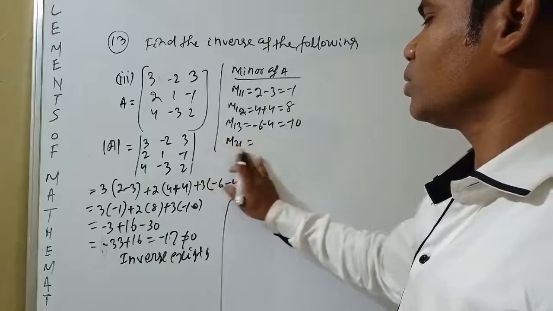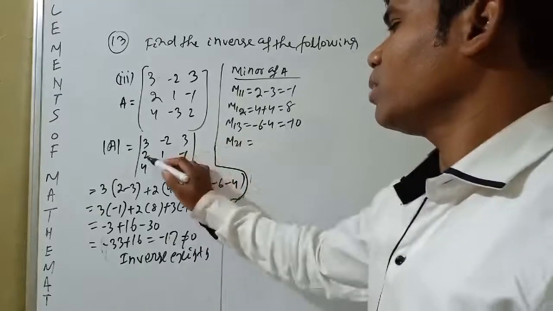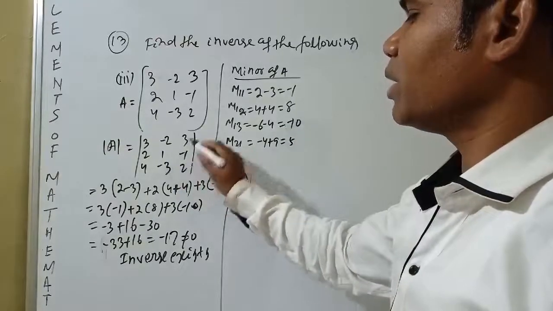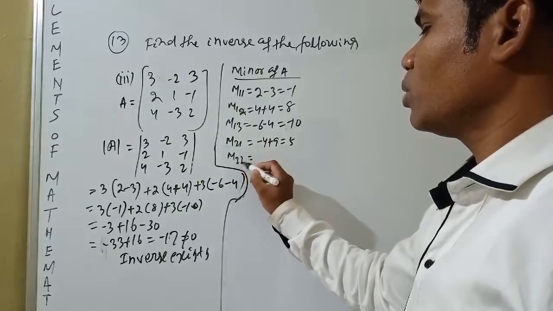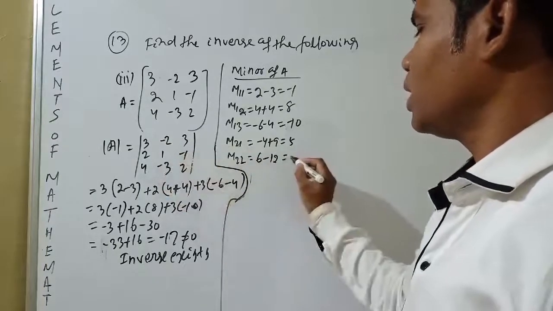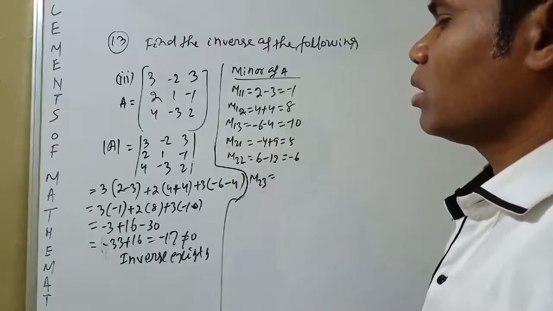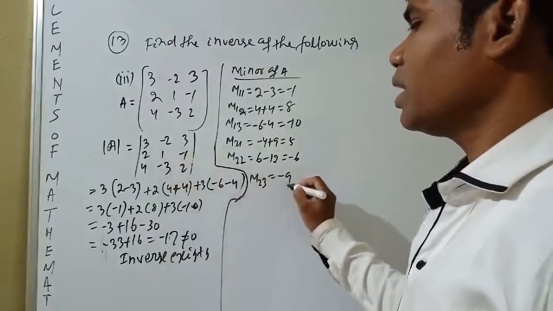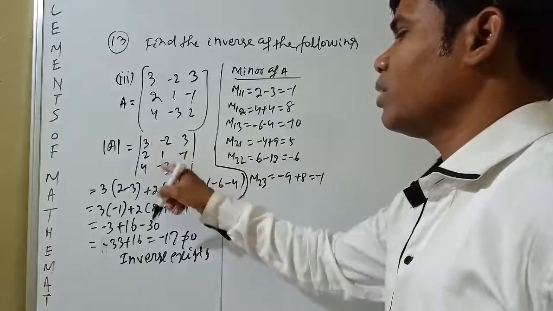M21 is equal to, for this element, minus 2 into 2, that is minus 4 plus 9 is equal to 5. M22 is equal to 3 into 2, 6 minus 12, 4 into 3, 12, is equal to minus 6. M23 is equal to minus 9 plus 8 is equal to minus 1.